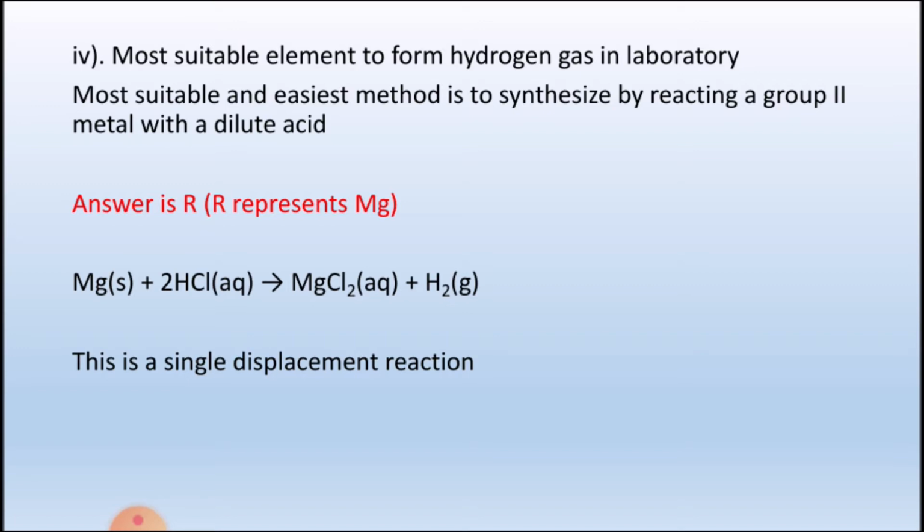And if someone asks what type of reaction this is, we can classify chemical reactions into 4 categories: single displacement, double displacement, dissociation reactions, and combination reactions. So this is a single displacement reaction, because here hydrogen in HCl is replaced by magnesium in this reaction. Therefore this is a single displacement reaction.